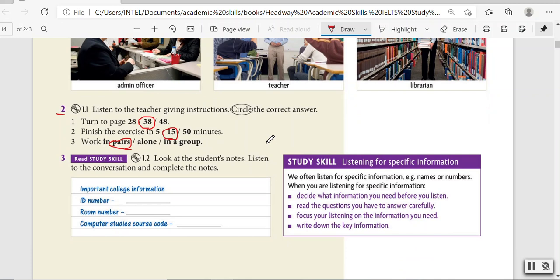In here we have a study skill box. Let's read it and explain this one. Listening for specific information. We often listen for specific information, for example, names, numbers. When you are listening for specific information, number one, decide what information you need before you listen. Okay, you must decide which information you need. For example, number, name, year.